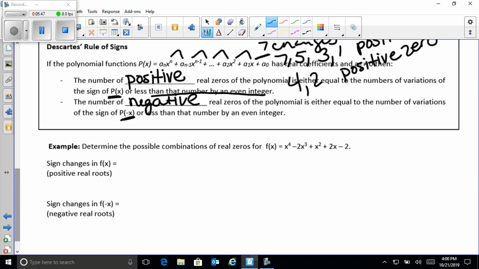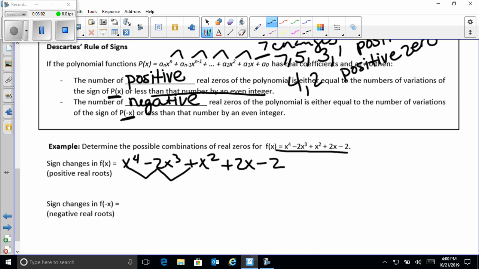So looking at this function, the one we were just doing above, I'm going to just take a peek and rewrite it and see if I'm seeing any sign changes. So it's changing from positive to negative. So positive to negative, that's 1. Negative to positive, that's 2. Positive to negative, that's 3. So this has 3 changes.